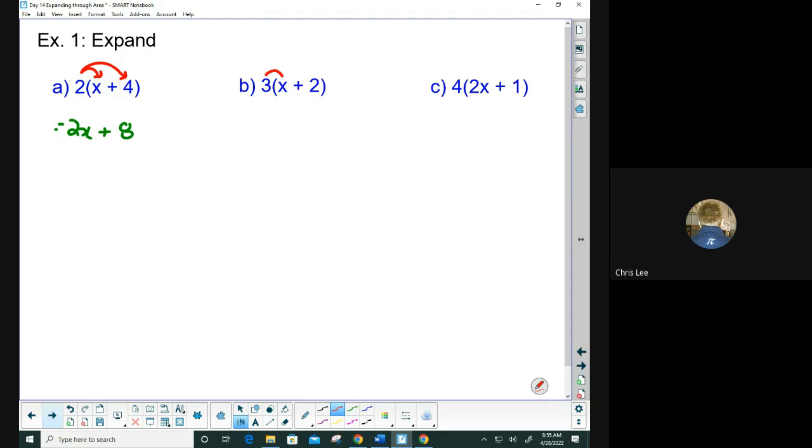3 times x, 3 times 2. Help me out here. What's 3 times x? 3x. And 3 times 2? 6. Plus 6 or minus 6? Plus 6. So plus 6. You guys getting this down? Good.